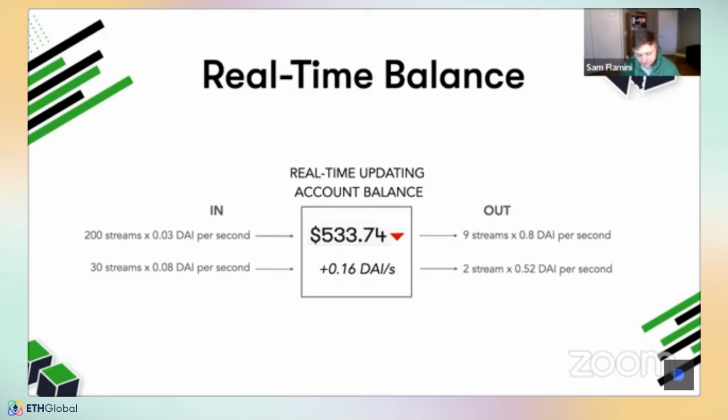So think about it this way. If I decide to create a stream to one of you in the audience for 10 DAI per month, and another person in the audience decides to send me 5 DAI per month, those are just individual transactions, right? You don't have to keep calling transfer. You just create the stream one time.